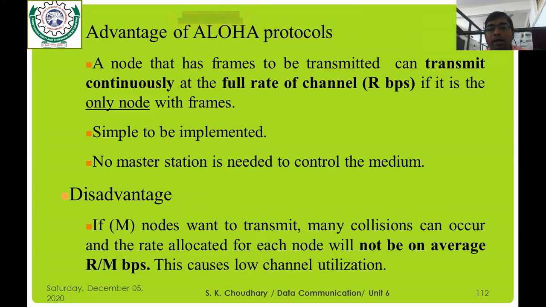So what is the advantage of Aloha here? A node with frames to be transmitted can transmit continuously at the full rate of the channel if it is the only node with frames. It is simple to implement. There is no master station to control this system. Okay. But there is also a disadvantage: if m nodes want to transmit, many collisions can occur, and the rate allocated to each node will not be on average R upon m bits per second, and this is responsible for low channel utilization.